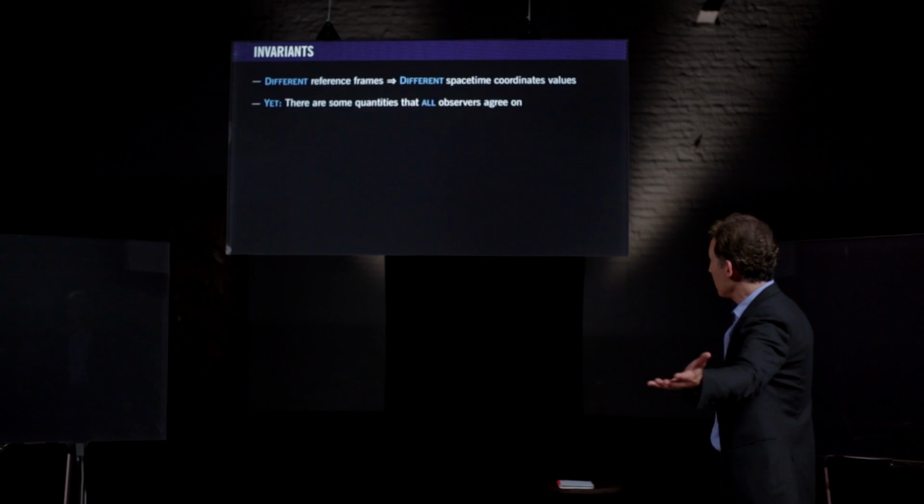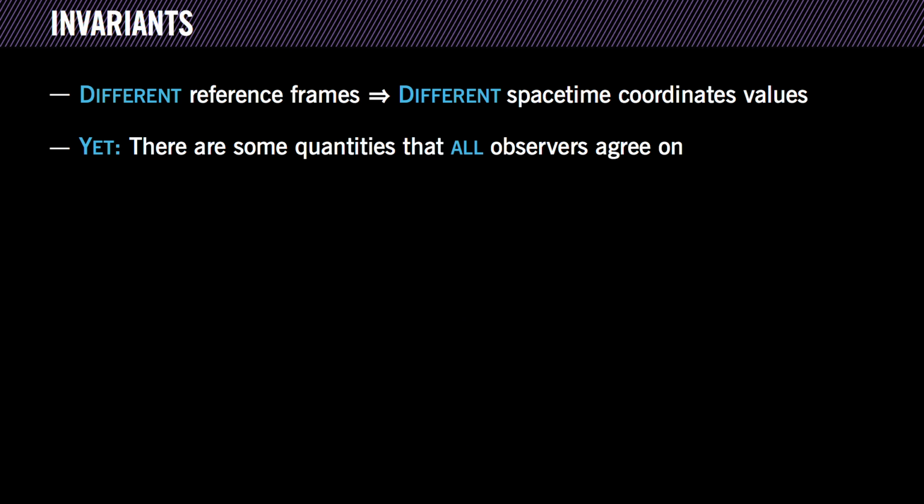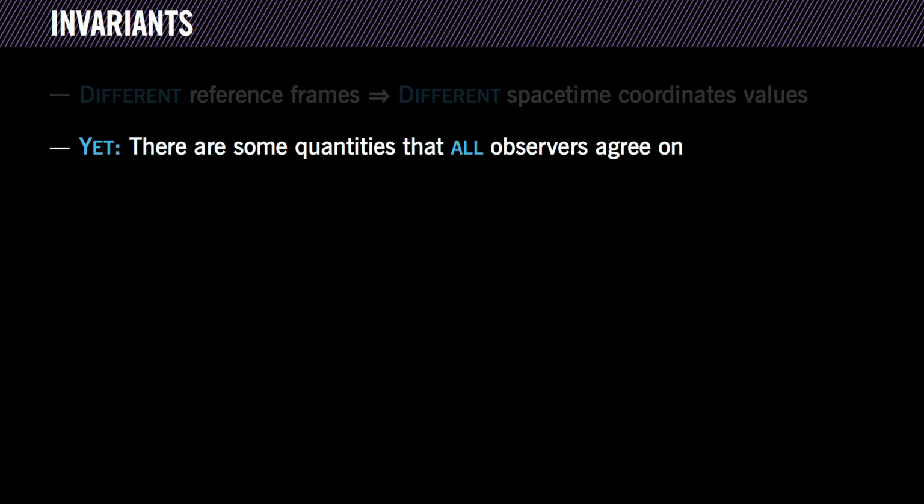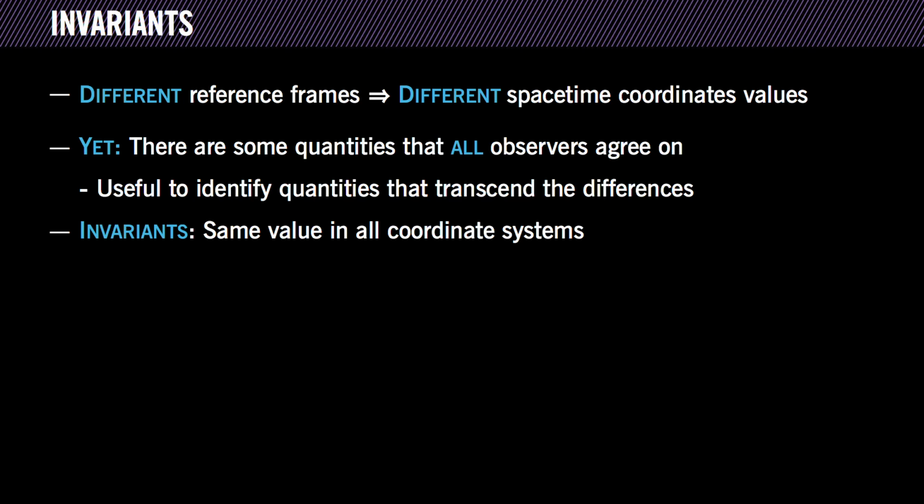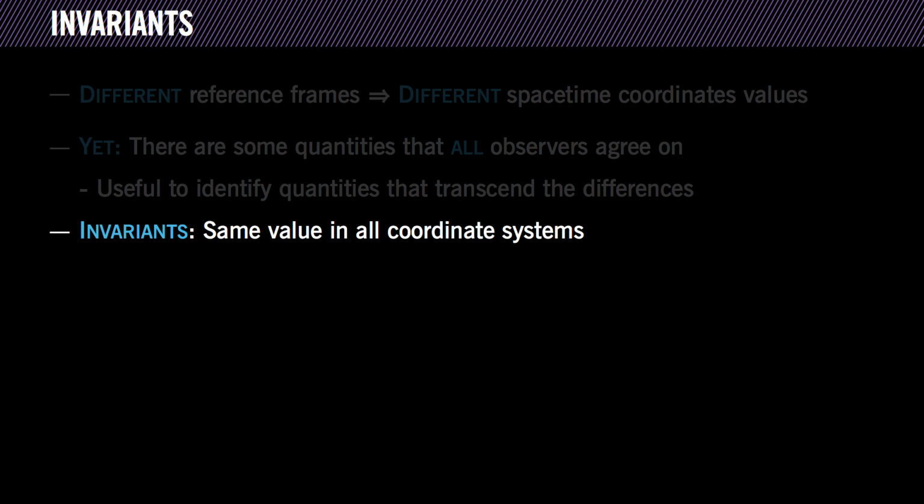Now, that being the case, it is often useful to have quantities that everyone agrees on. They provide, if you will, a kind of anchor. They provide quantities that transcend the differences between different perspectives. So it's useful to find what we call invariants. Invariants are those combinations of coordinates that do not vary from one frame of reference to another.